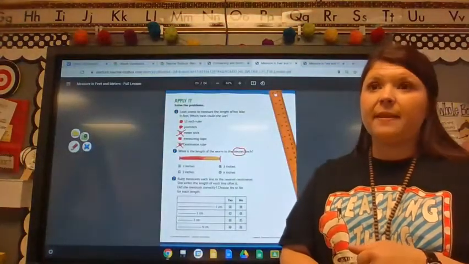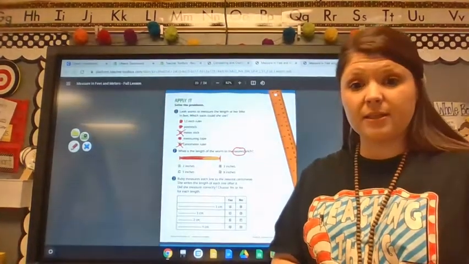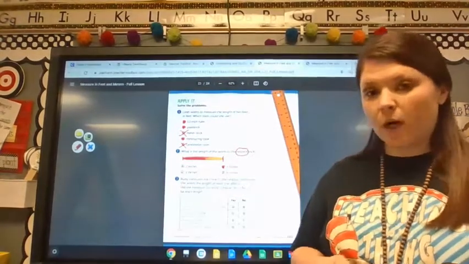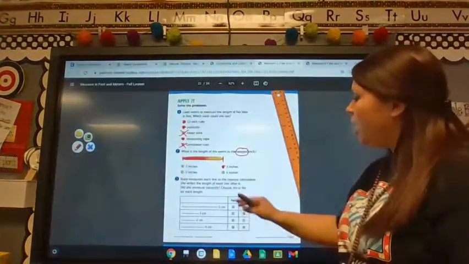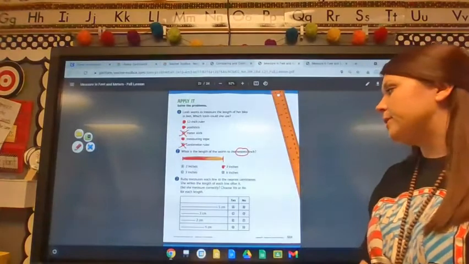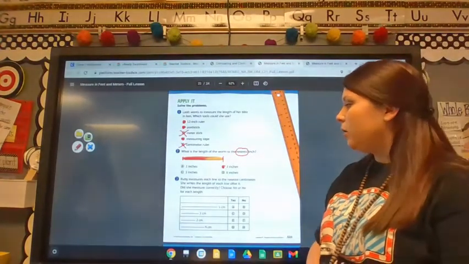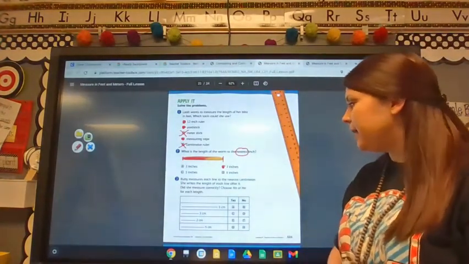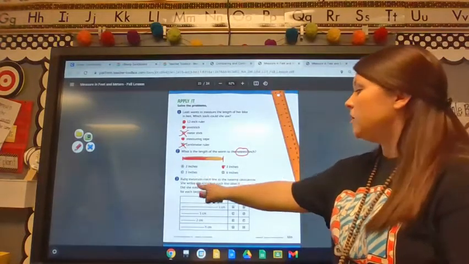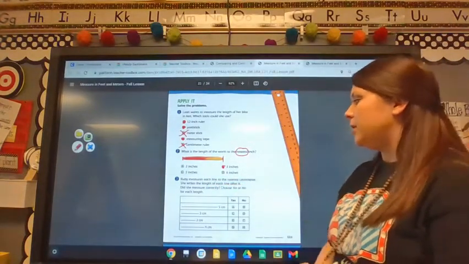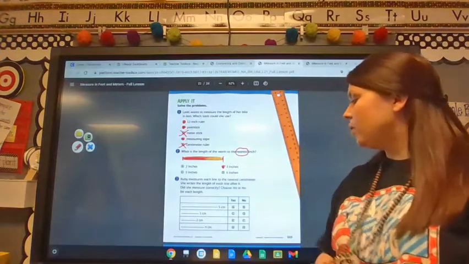All right, did you say that this worm was about 3 inches? So the length of the worm is about 3 inches. All right, number 3. Ruby measures each line to the nearest centimeter. She writes the length of each line after it. Did she measure correctly? Choose yes or no.